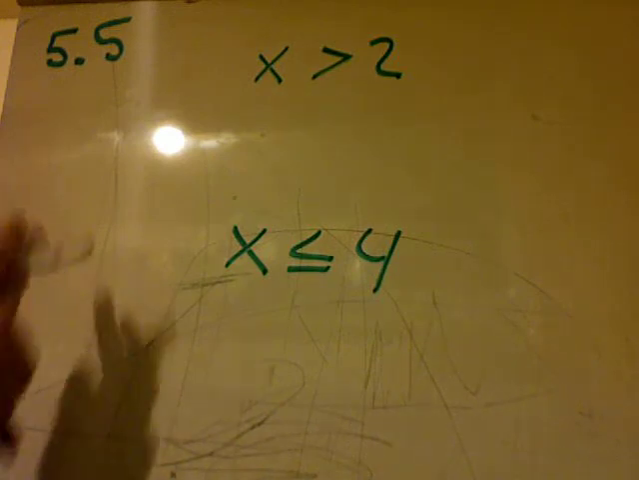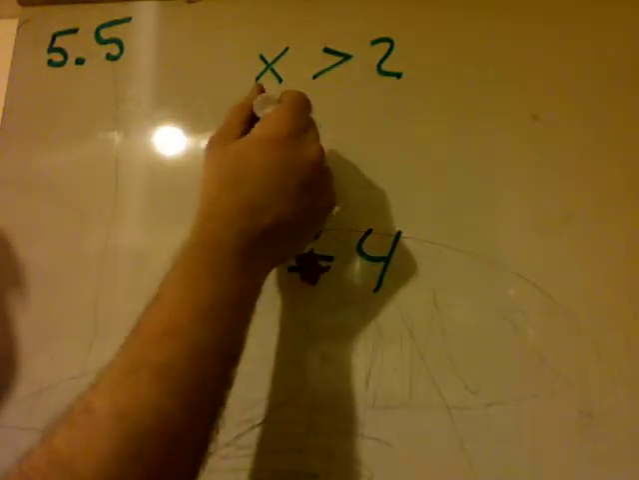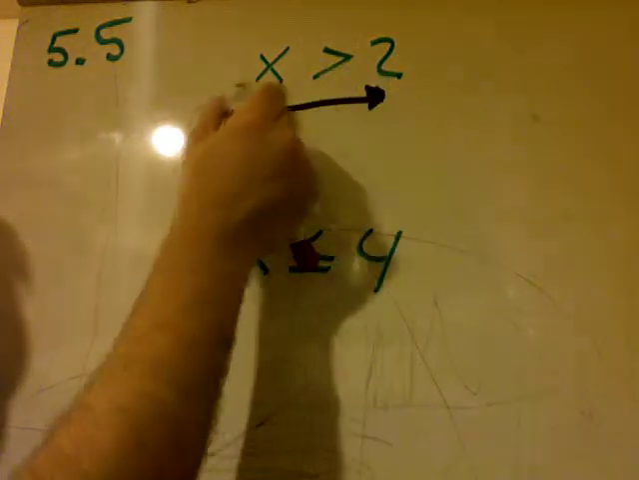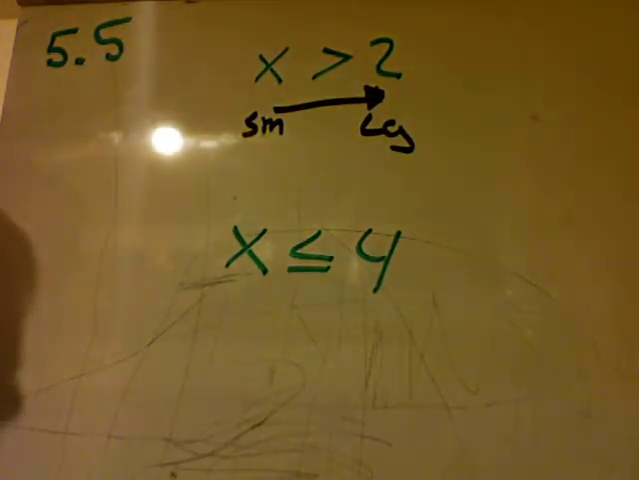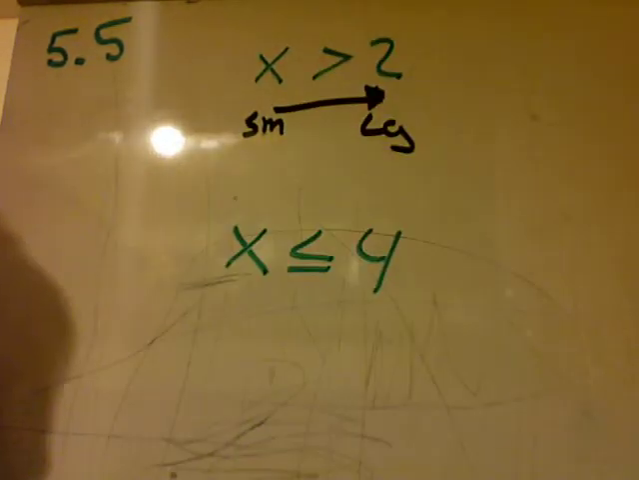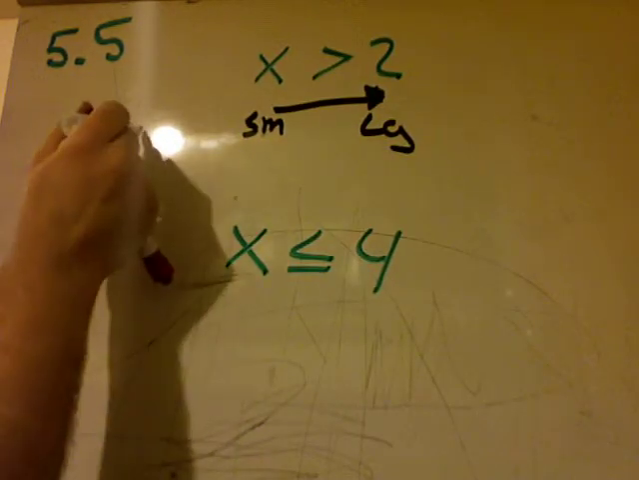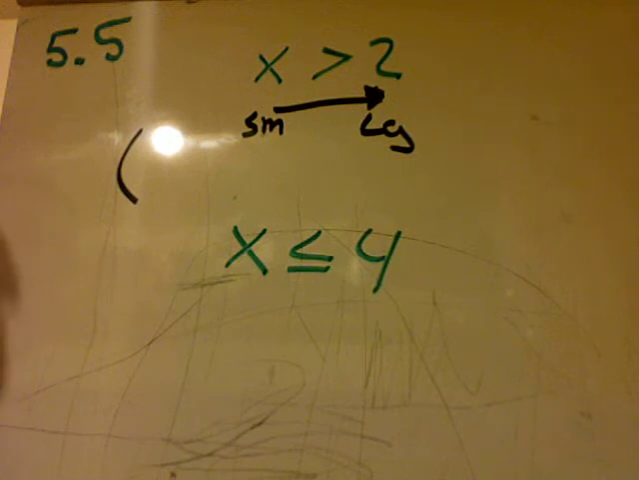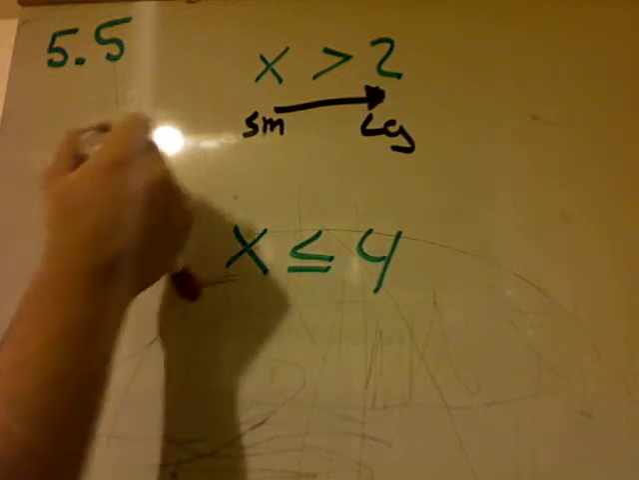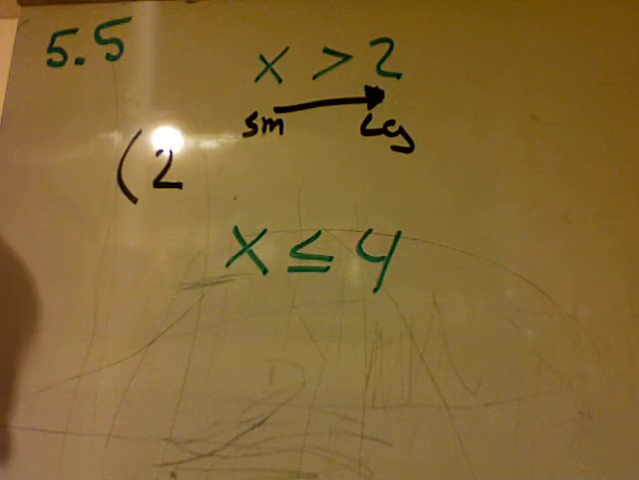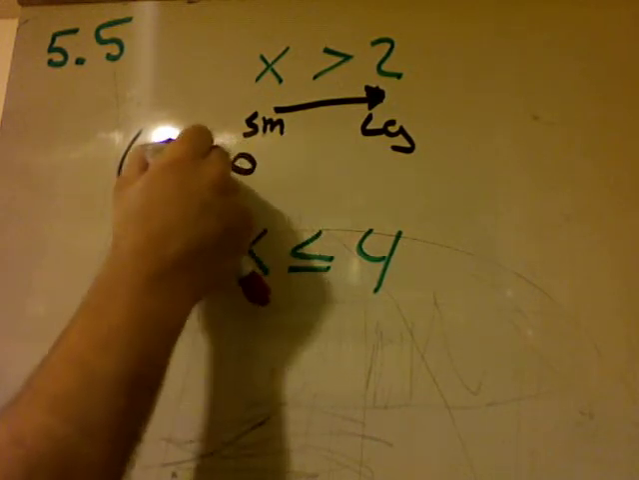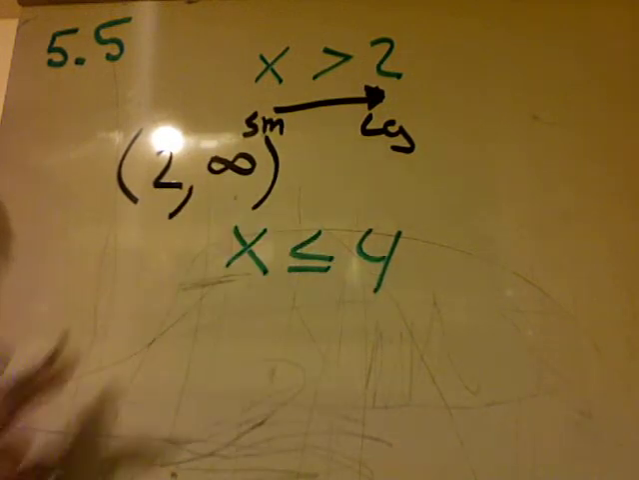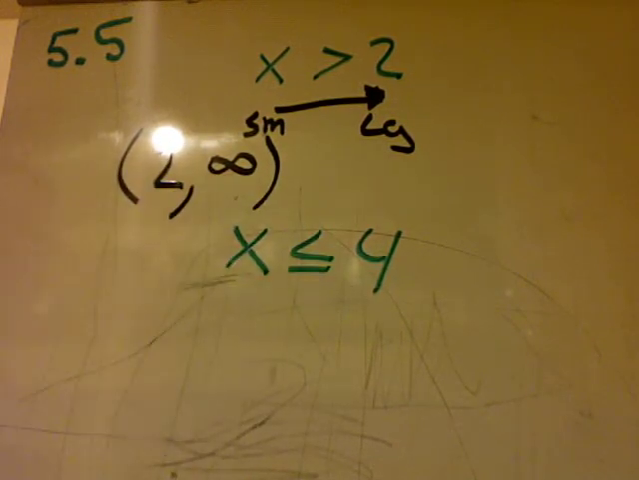Okay? So when we're doing interval notation, we always read from left to right, from small numbers to large numbers, just like going in the positive x direction. So in interval notation, I'm going to use a parenthesis, and I'm going to put the smallest number right there, which is a 2. Then comma, infinity, and another parenthesis. This just shows that my number is somewhere between 2 and infinity.